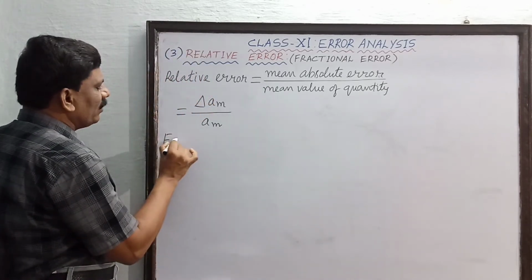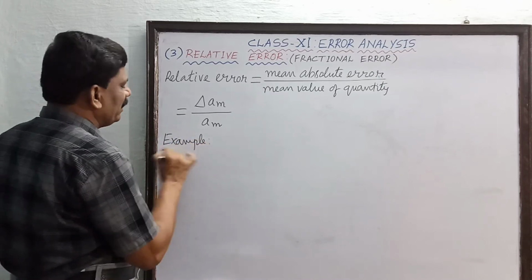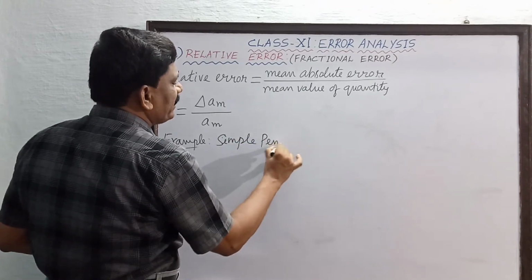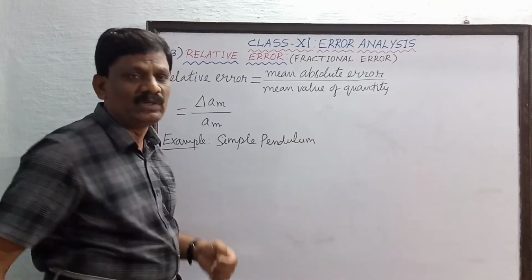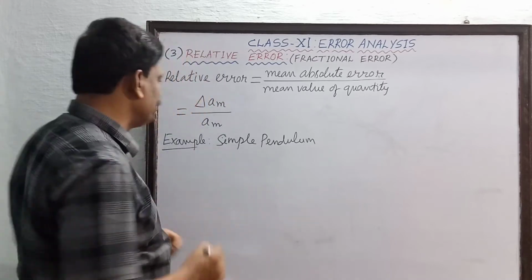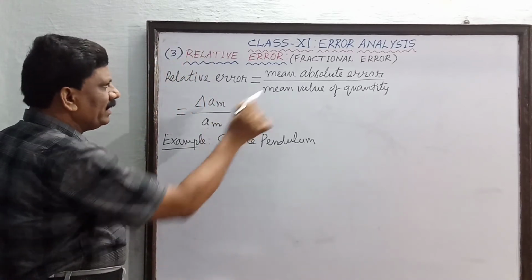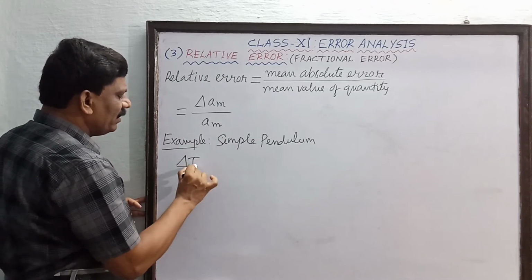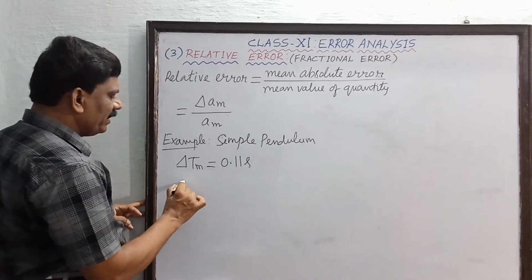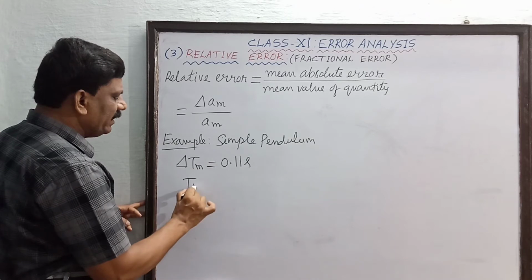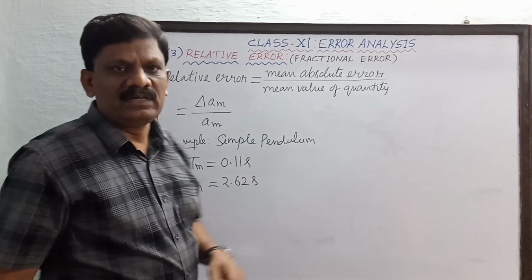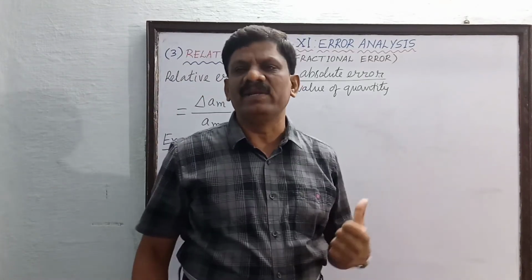The same in the case of a simple pendulum. We have taken an example, a simple pendulum, which we were discussing. For 5 observations of the measurement of the period of oscillation of a simple pendulum we have taken T1, T2, T3, T4, T5, and in the previous video we substituted the values and calculated delta Tm, that is the mean absolute error, as 0.11 second, and the mean value Tm is equal to 2.62 second.